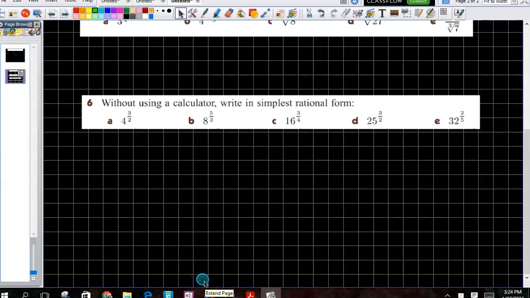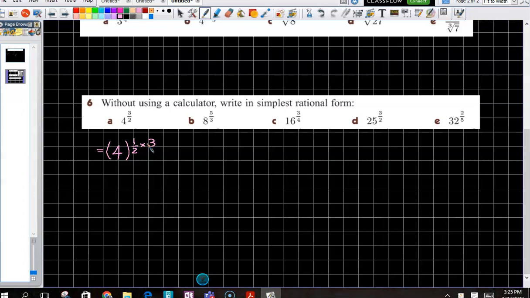Okay, looking at this one without a calculator. Right, in simplest rational form. Quite nice. So we have a look and deals with fractions. So 3 over 2, would you agree? I can split 3 over 2: it's the same as a half times 3. Would you agree? A half times 3 is 3 over 2.